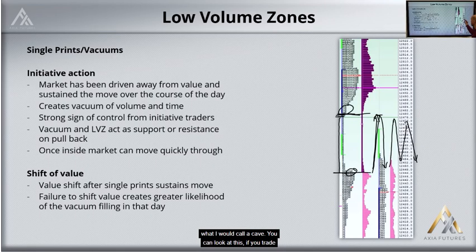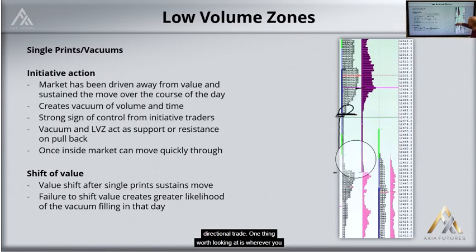You can look at this if you trade through to the top of the single prints, all the way up to the VPOC, where the volume starts to peak up again, and use the VPOC then as your reaction point for this same type of two-directional trade.